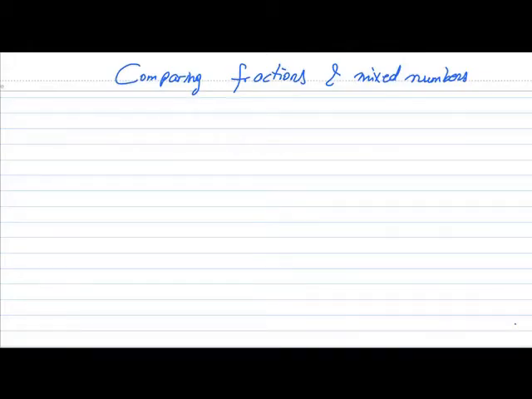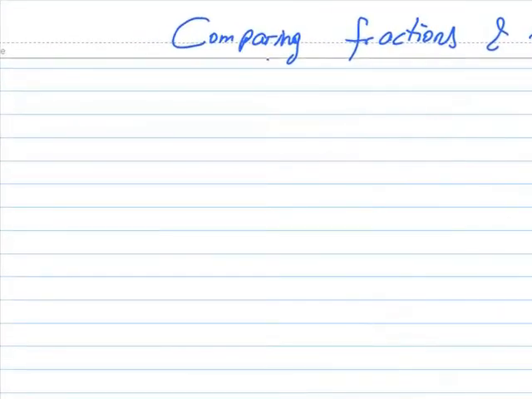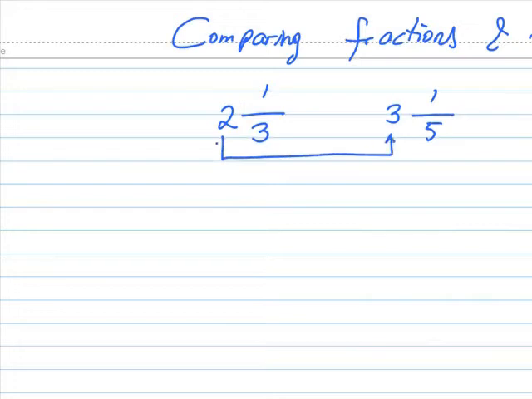Today we will learn how to compare fractions and mixed numbers. If we want to compare mixed numbers, that means we want to find out which mixed number is bigger, and we have two mixed numbers, 2 and 1/3 and 3 and 1/5. In this case, we really don't need to do any more work. What will govern is the whole part of the mixed numbers: 2 is smaller than 3. That means this whole mixed number has to be smaller than the other one.